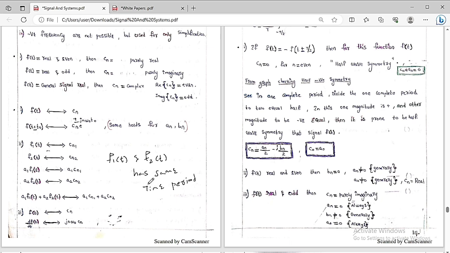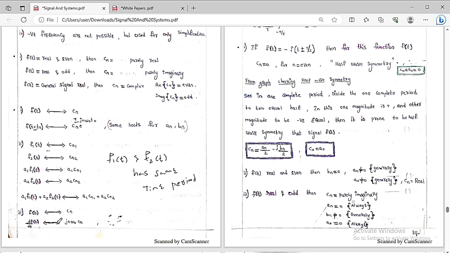I already told you, if they do not have the same time period, then first try to bring them to the same time period, find the Fourier series coefficients, and then go for the addition. If they have different time periods, take the LCM of the time periods as the common time period. On this common time period, define the Fourier coefficients and then follow this procedure.